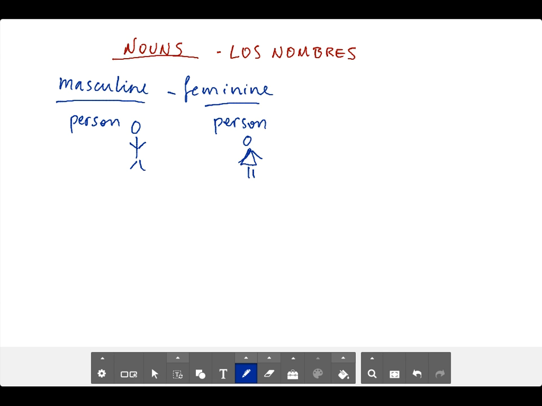And nouns, of course, can be singular if there's only one, or plural if it's more than one.